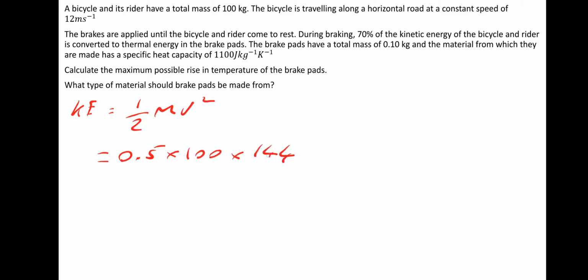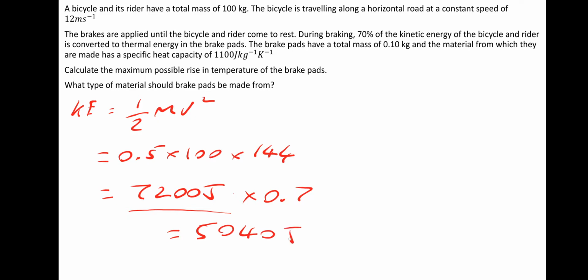So in this instance, the kinetic energy of the bicycle and its rider will convert into thermal energy in the brakes. Well, 70% of it will. So first of all, we need the kinetic energy. Kinetic energy is a half mv squared. So 0.5 times 100 times 12 squared, which is 144, gives a kinetic energy of 7,200 joules. Then we need to find 70% of that, so let's times by 0.7. That gives us 5,040 joules.